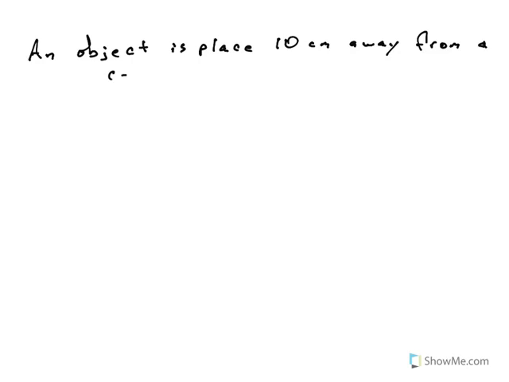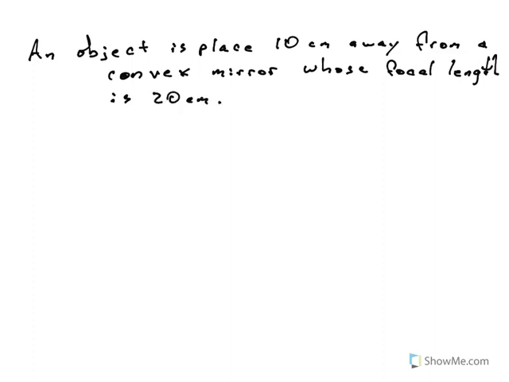This time we'll do, let's try, an object is placed, let's say 10 centimeters away from a convex mirror whose focal length is 20 centimeters. Calculate DI and the 3 characteristics.